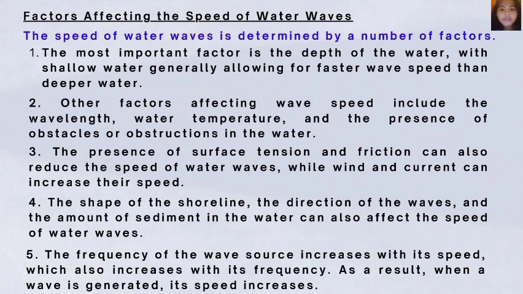The other factors affecting wave speed include the wavelength, the water temperature, and the presence of obstacles or obstructions in the water. For water temperature, we can refer to water that we are boiling. There is a greater wave when the water is hotter, so that means it is directly proportional. The speed of the water wave is directly proportional to the temperature of the medium. If the medium is hot, then the speed of the wave is faster.